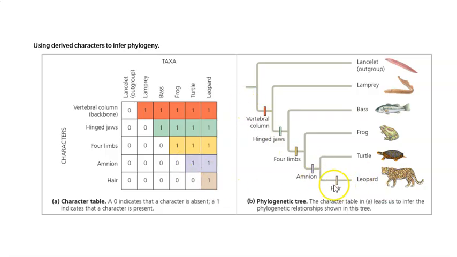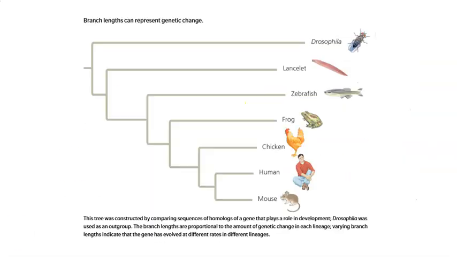So this is a phylogenetic tree. You can see right here, here's a tree. Here are the derived characteristics based upon the following clades, labeled like that, and they built it based upon that chart right there.